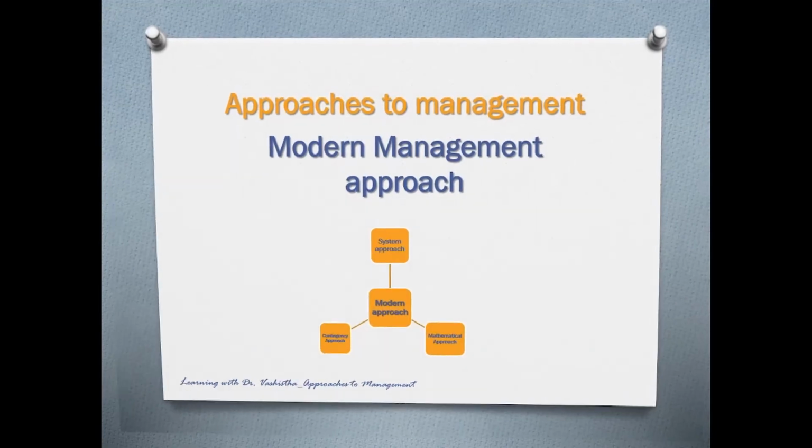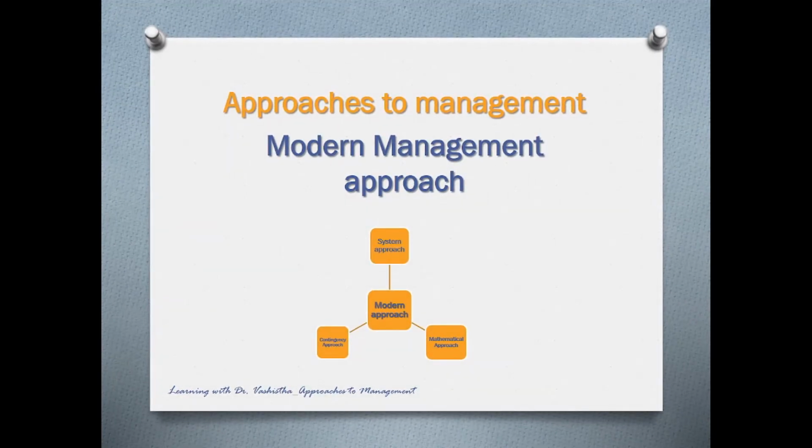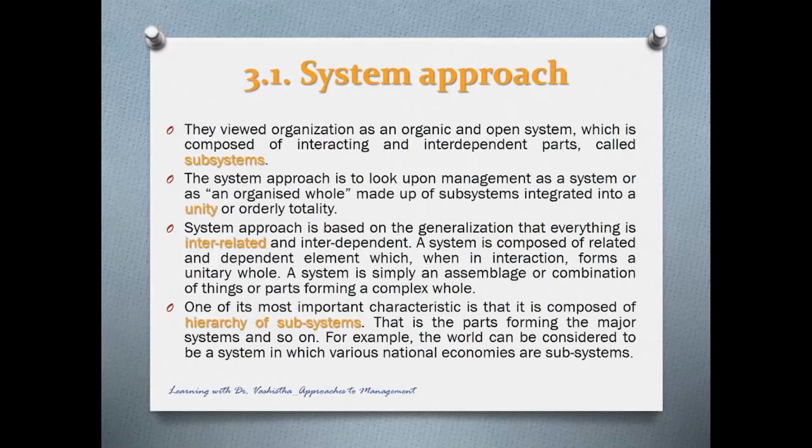Now, further is the modern management approach. Under this, the very first is the system approach. Why is it called the system approach? Because here the theorists or the people who have made contribution viewed any organization as an organic and open system which is composed of interacting and interdependent parts. So they assume that there are small different parts that make different small units, and they combine to make an organized whole, and these small parts are called the subsystems.